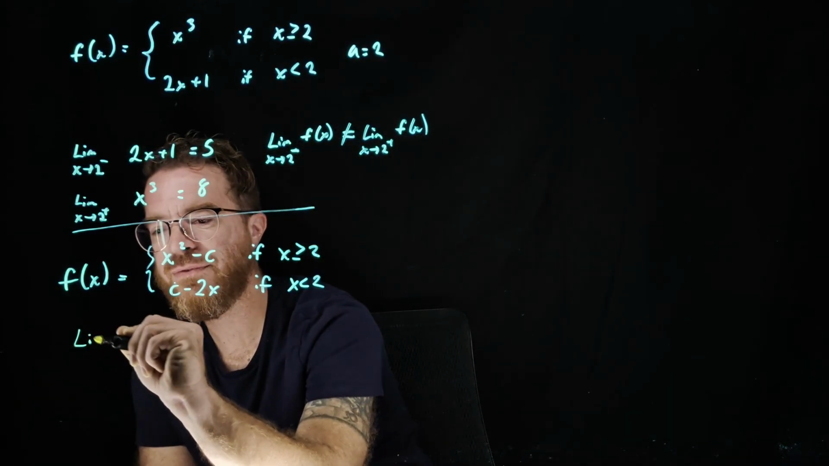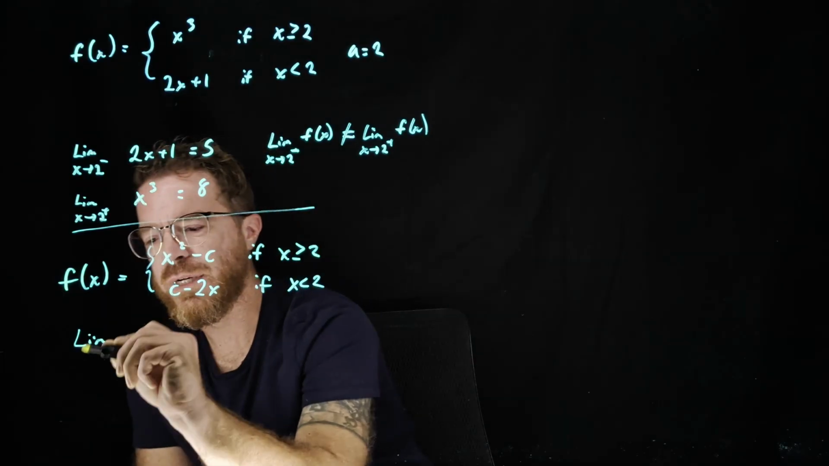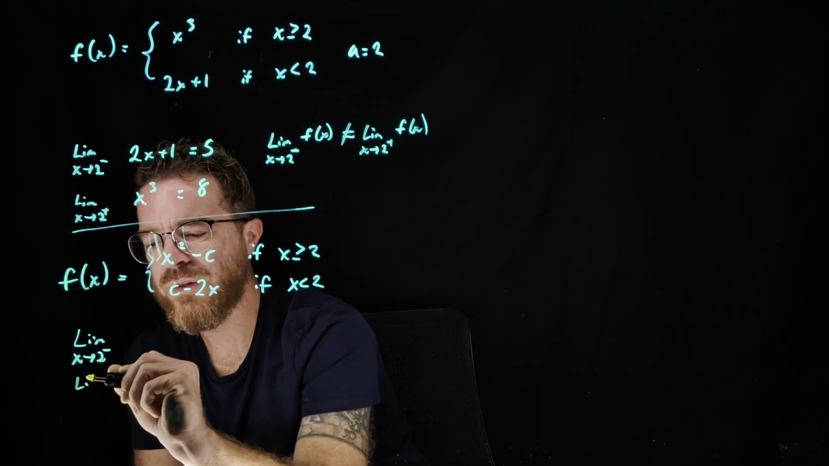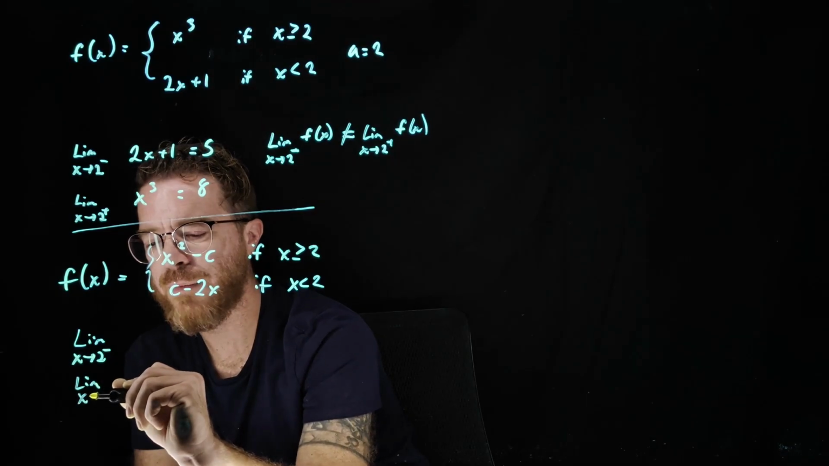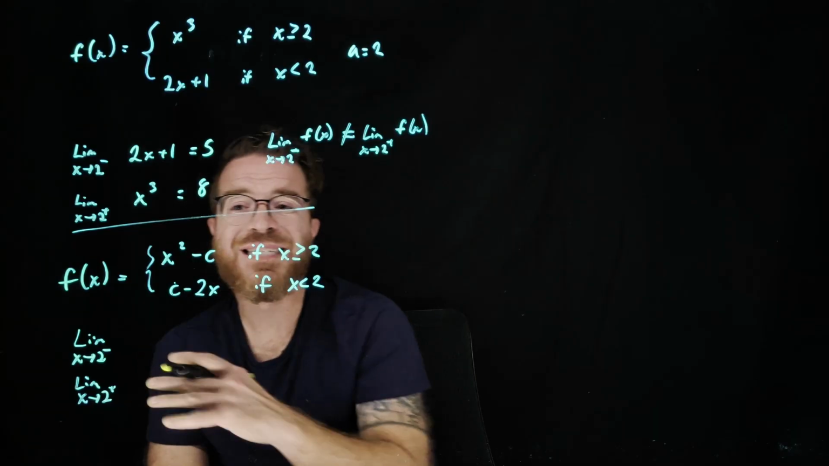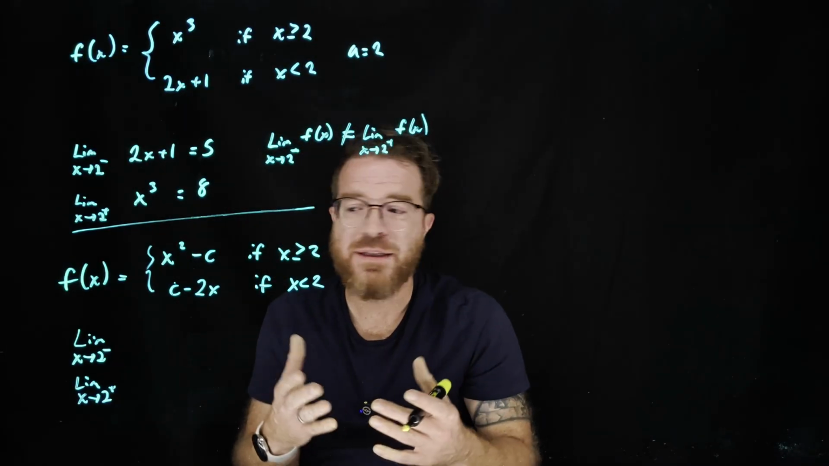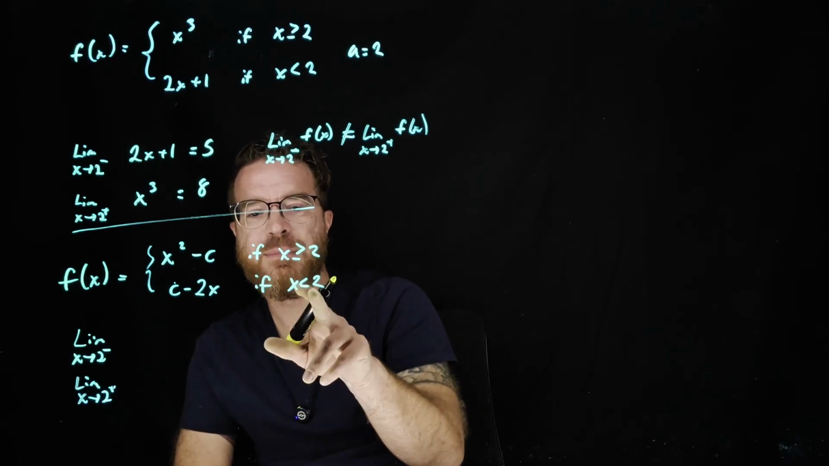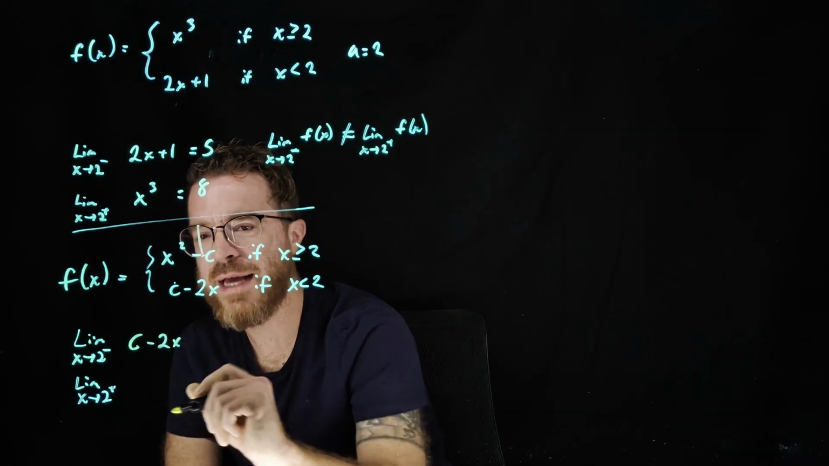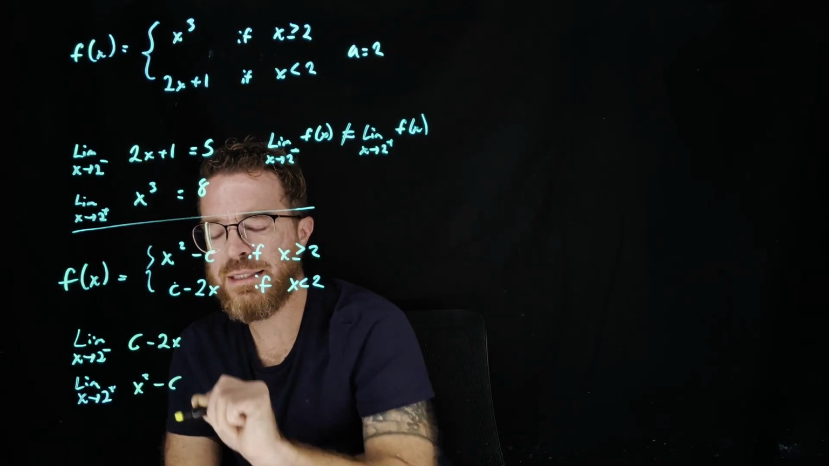We're going to take our limit from the left. In this case, we're approaching the value 2. So we're going to take the limit as x approaches 2 from the left, and the limit as x approaches 2 from the right. And we're going to set these equal to each other, so that we can see what c would make this true. When we're taking our left-hand limit, that is x less than 2, this function is c minus 2x. When we're taking a right-hand limit, it is x squared minus c.